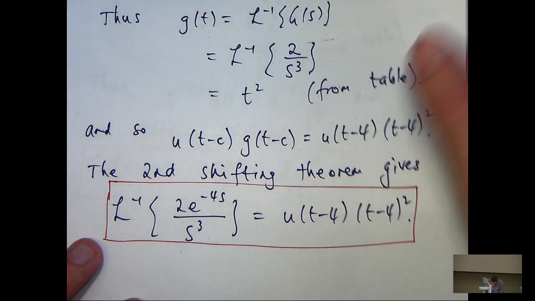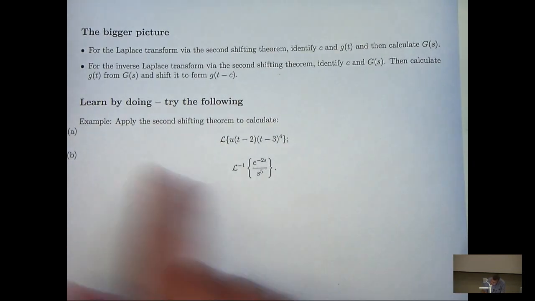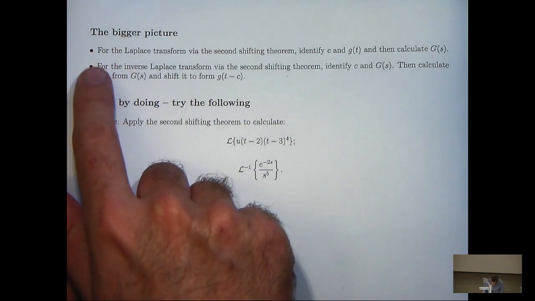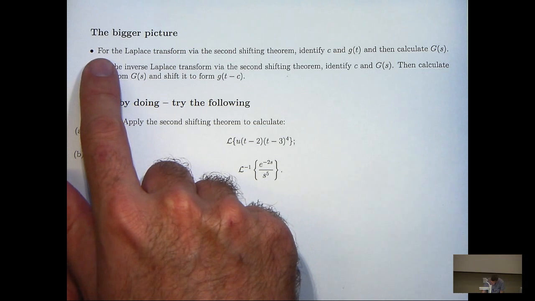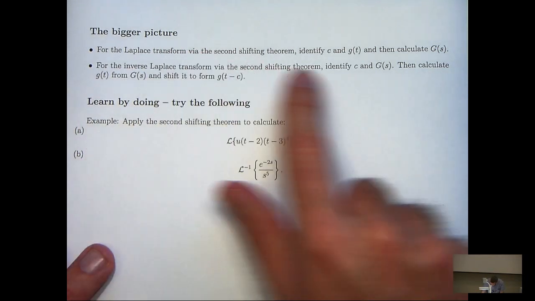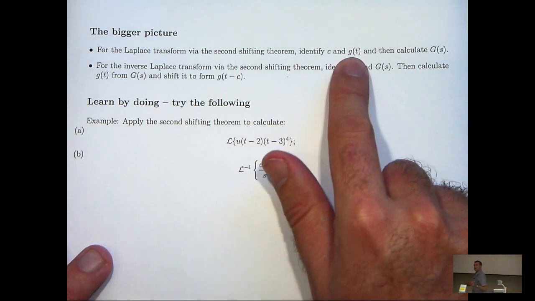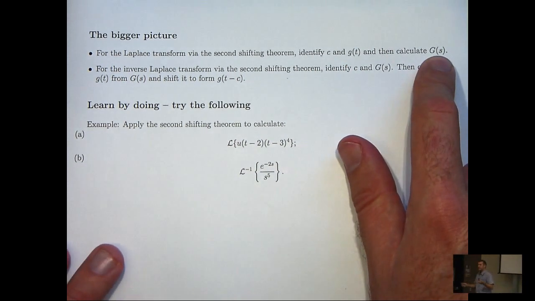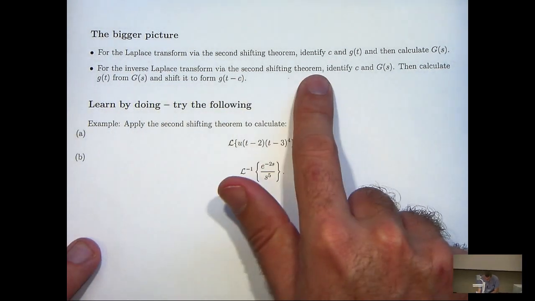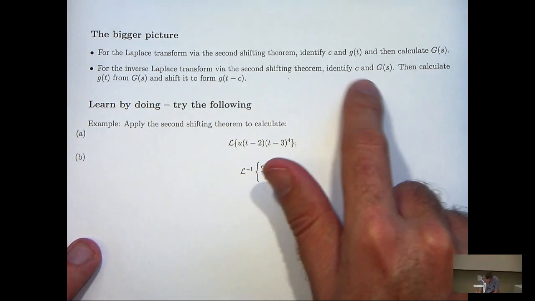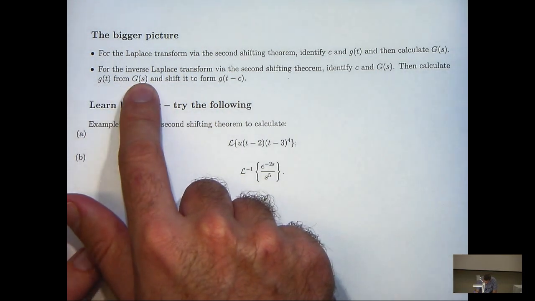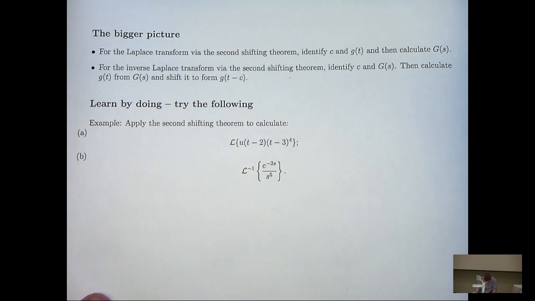Let's look at the bigger picture. These two points just have to do with method, really. So some guidelines for applying the second shifting theorem. To use the second shifting theorem to find the Laplace transform, identify C and little g of t and then calculate big G of S. When finding the inverse Laplace transform via the second shifting theorem, identify C and big G of S and then calculate little g of t from big G of s by taking the inverse transform and then shift it.